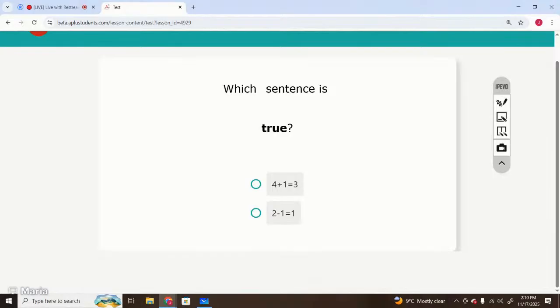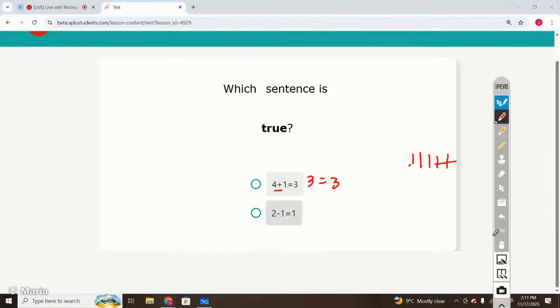Which sentence is true? 4 plus 1 equals 3 and 2 minus 1 equals 1. So which is the correct option? Let's just solve both of the options and see which is the correct option. 4 plus 1, you need to add. Make 4 lines and 1 line. Now count them together because we need to add: 1, 2, 3, 4 and 1, 5. So 5 is equal to 3? No, they are not equal, right? So that isn't the correct option.